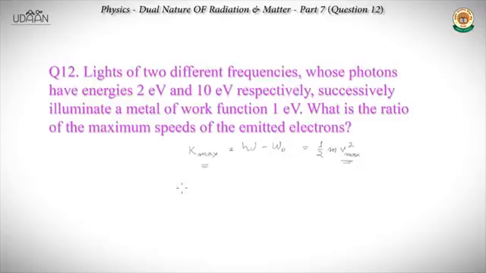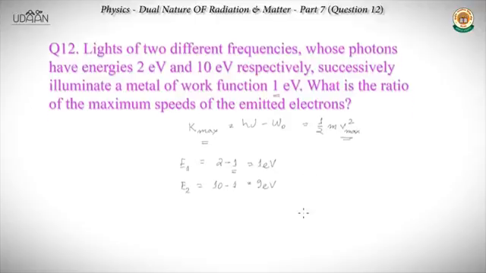So we have been given E1 equals 2 minus 1 equals 1 electron volt. This 1 is because the work function is 1. Similarly, E2 equals 10 minus 1, which is 9 electron volts. So here we are very close to finding the final answer, that is the ratio of the velocities.